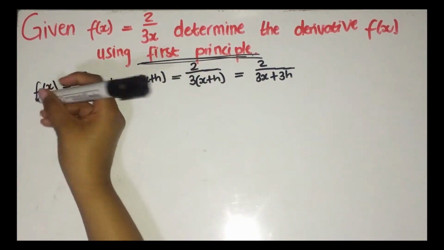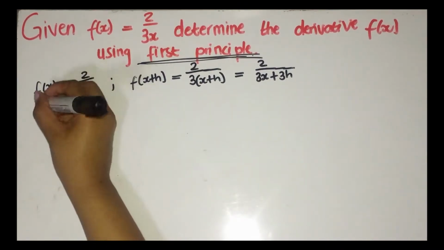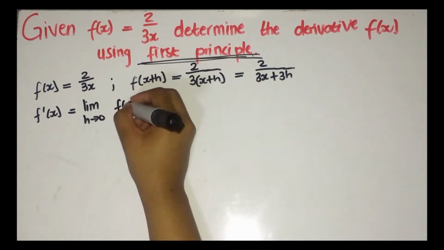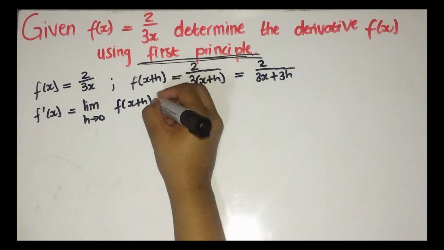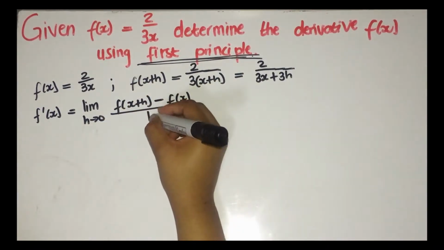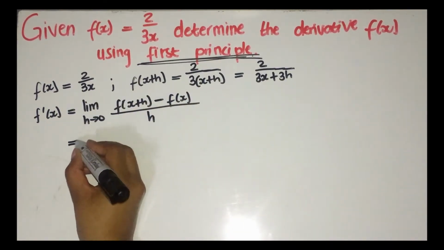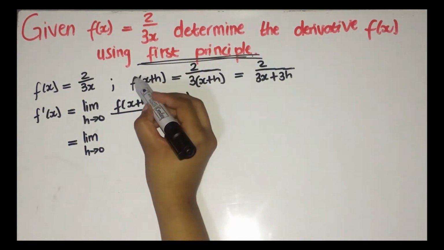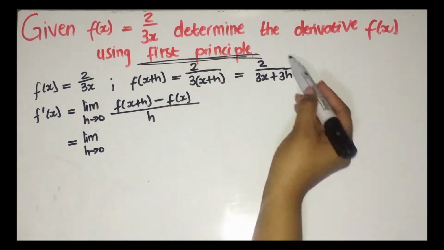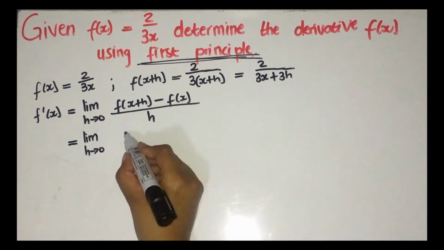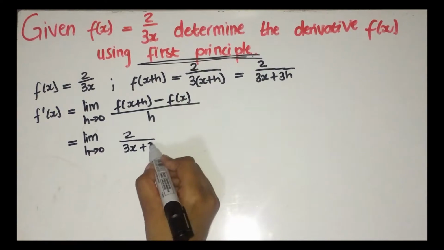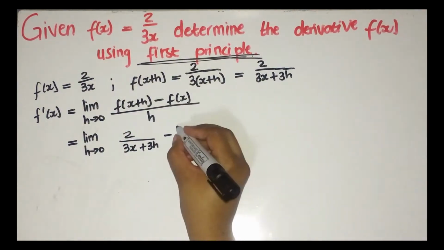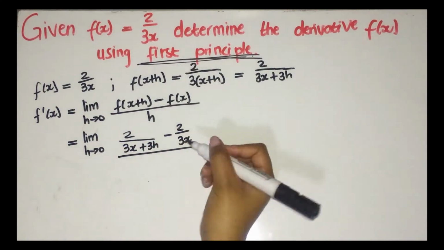And then we remember the formula and substitute, which is equal to the limit as h is approaching 0 of f of x plus h minus f of x, all over h. So then now we substitute again. Okay, I forgot to write your limit as h is approaching 0. So now we have f of x plus h, which is that. So we substitute again, it will be 2 over 3x plus 3h, minus, and then we also have f of x there, so it will be 2 over 3x, all over h.